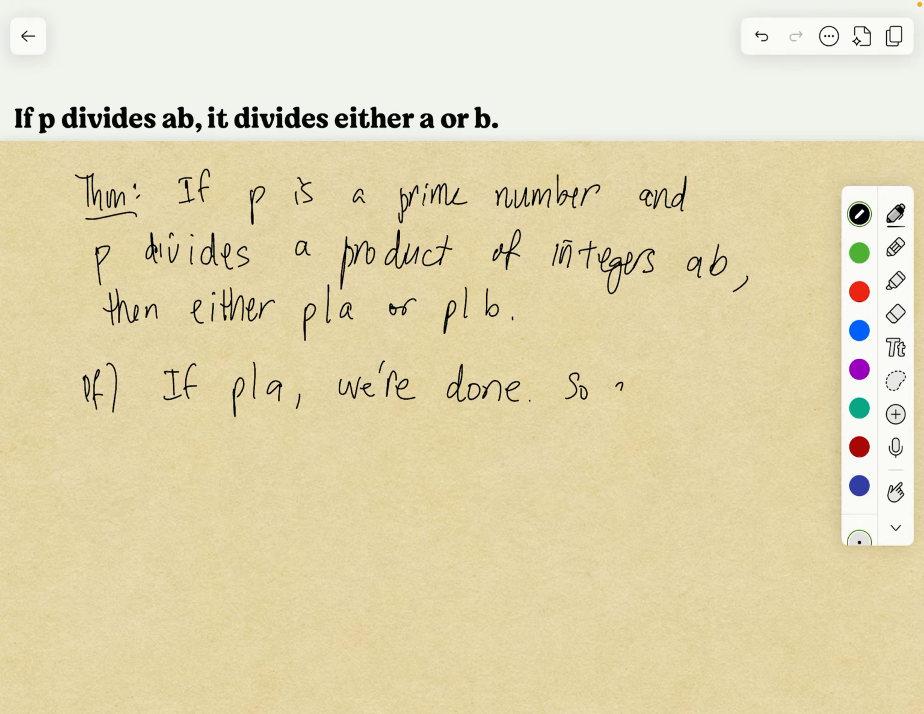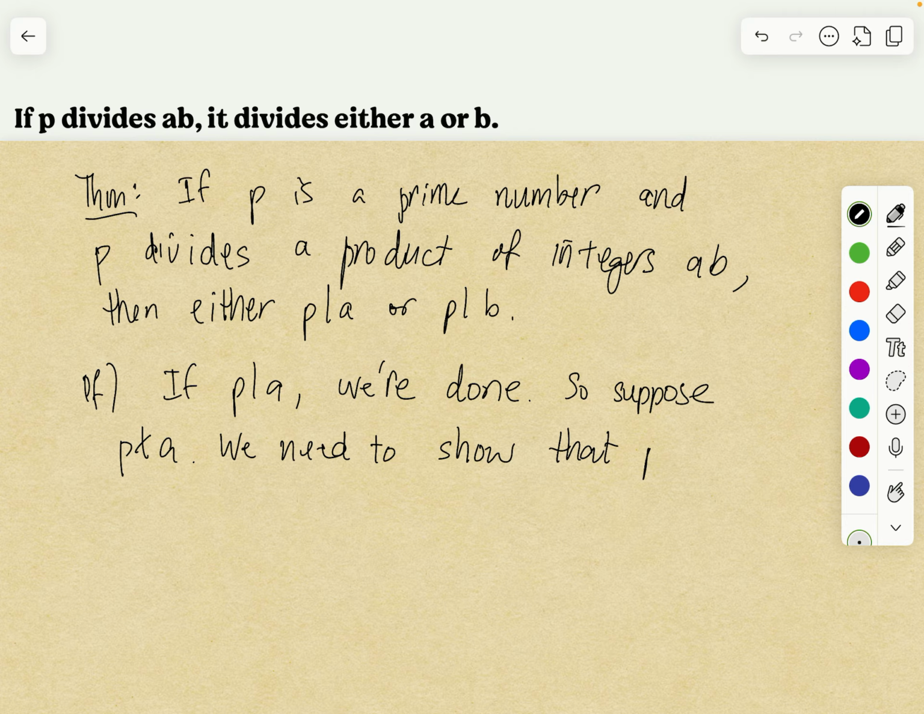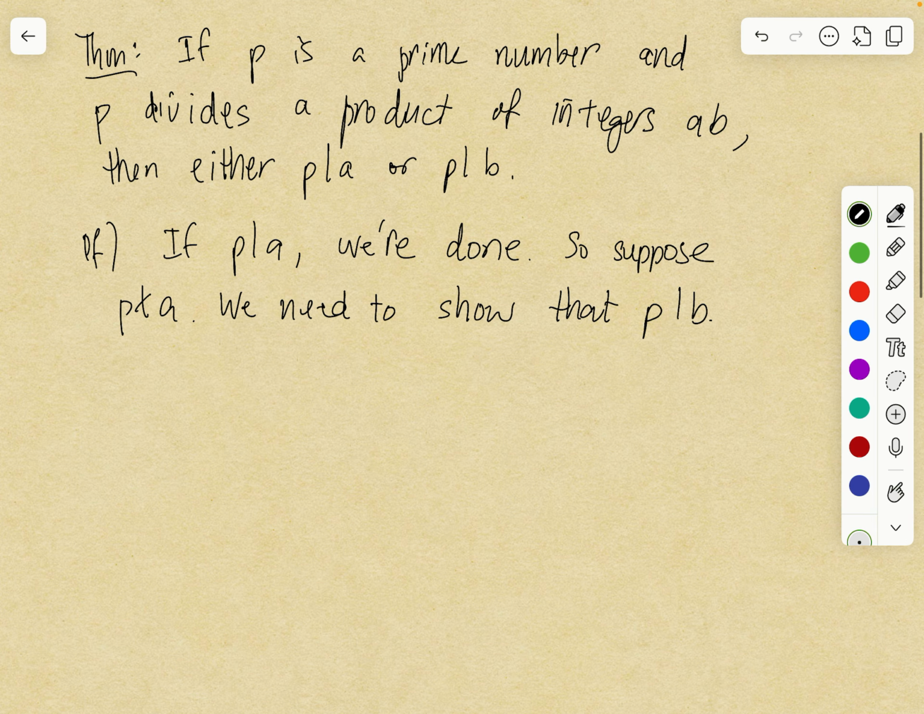So suppose that p does not divide a. So we're supposing that the first thing doesn't happen. Then we need to prove that the second thing happens. So we need to show that p divides b. Well, we know that if p does not divide a, then the GCD of a and p must be 1. Why is that?